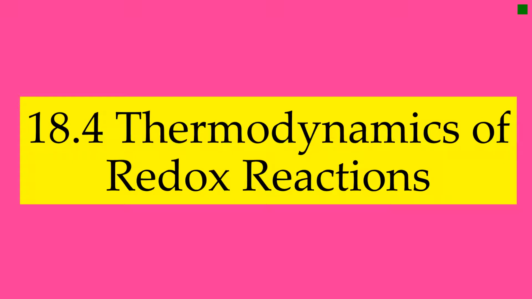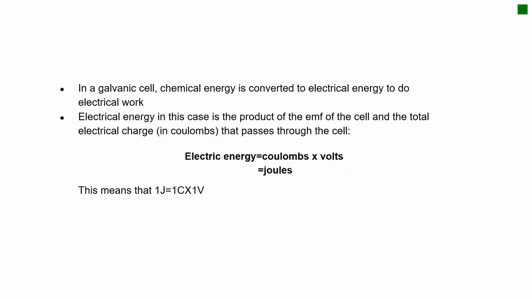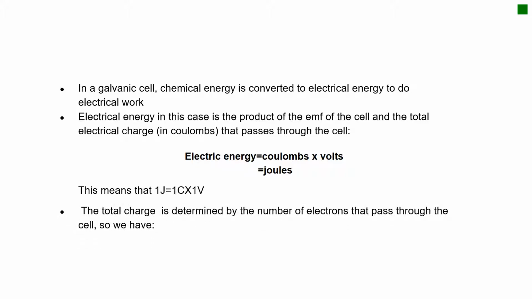Now we're going to go over 18.4, which is the thermodynamics of redox reactions. In a galvanic cell, the chemical energy is converted to electrical energy to do electrical work, for example, running an electric motor. Electrical energy in this case is the product of the EMF of the cell and the total electrical charge in coulombs that passes through the cell, which is represented by electric energy equals coulombs times volts, which will equal joules, meaning that 1 joule equals 1 coulomb times 1 volt. The total charge is determined by the number of electrons that pass through the cell. So we have total charge equals number of electrons times the charge of one electron.